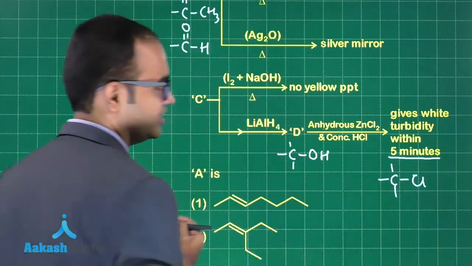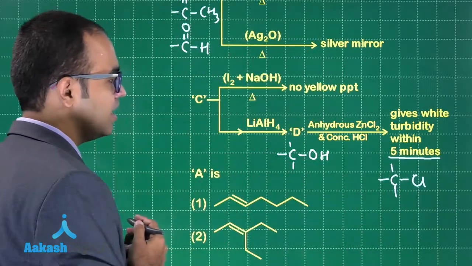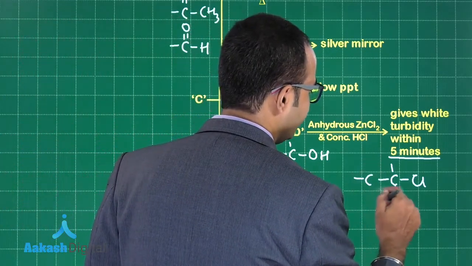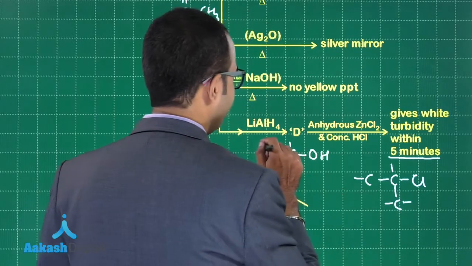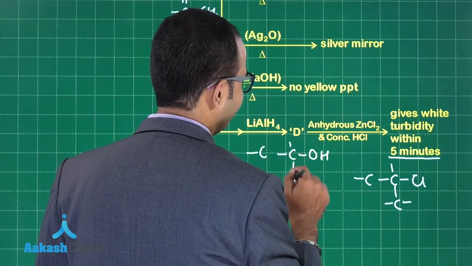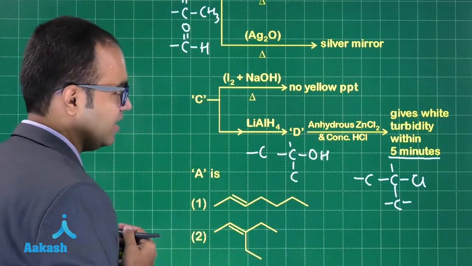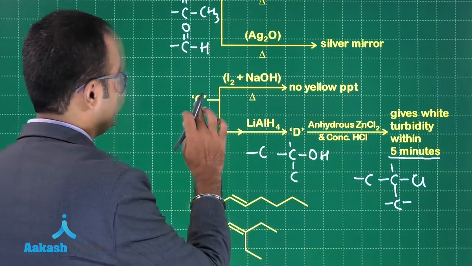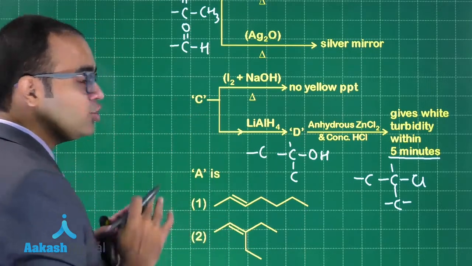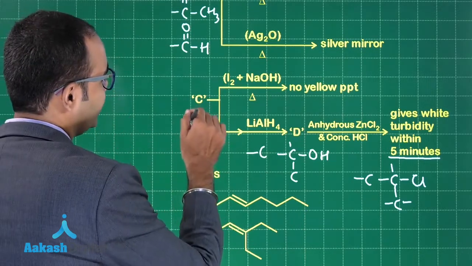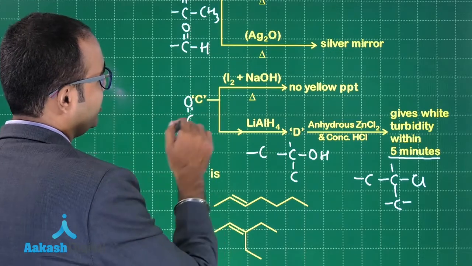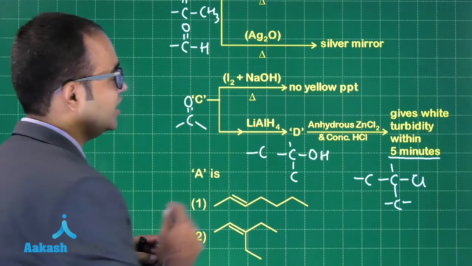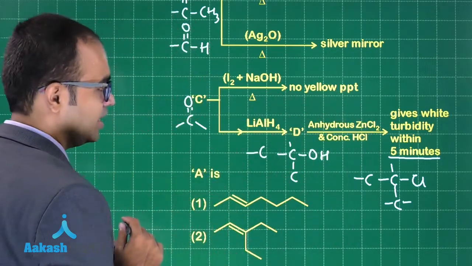After 5 minutes. What do I mean by that? It indicates that this compound is secondary. It indicates that this alcohol is a secondary alcohol. Okay. So if this alcohol is secondary, then this C over here has to be what? Has to be a ketone, which is not attached to CH3 because it is not giving you a yellow precipitate.